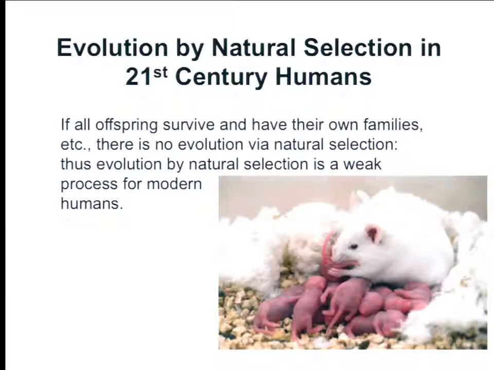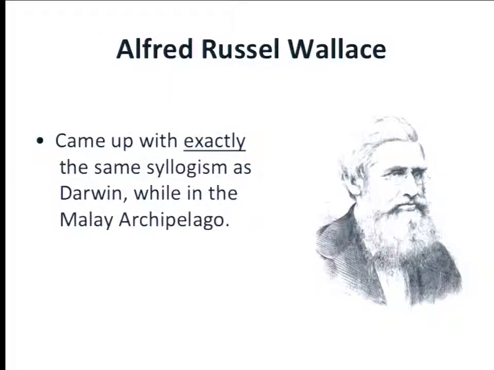So in this case, this model, which Darwin had, doesn't apply well to modern humans because we don't have 10 kids, of which only 3 survive anymore, mostly, somewhat. Okay, so a very important thing here is that there's a fellow called Alfred Russel Wallace who was living in Southeast Asia.